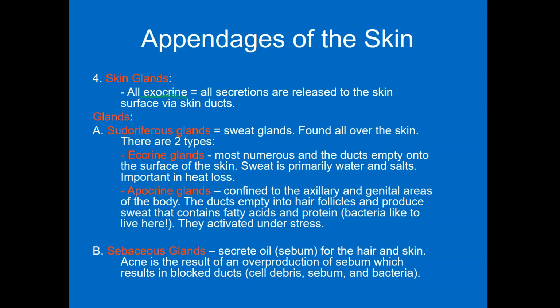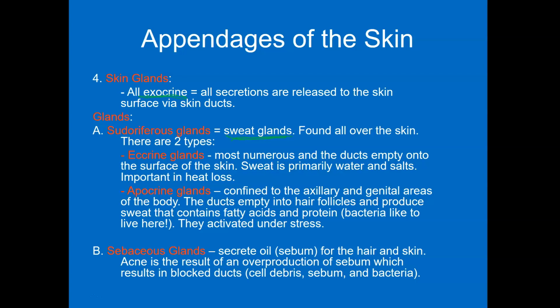There are a couple different types of glands. There are the sudoriferous glands and the sebaceous glands. Sudoriferous glands are technically sweat glands. Sweat glands is like the non-formal term for sudoriferous glands. They're found everywhere on your skin. You may or may not have a lot of them. Different people have a different distribution. We have eccrine and apocrine sudoriferous glands.